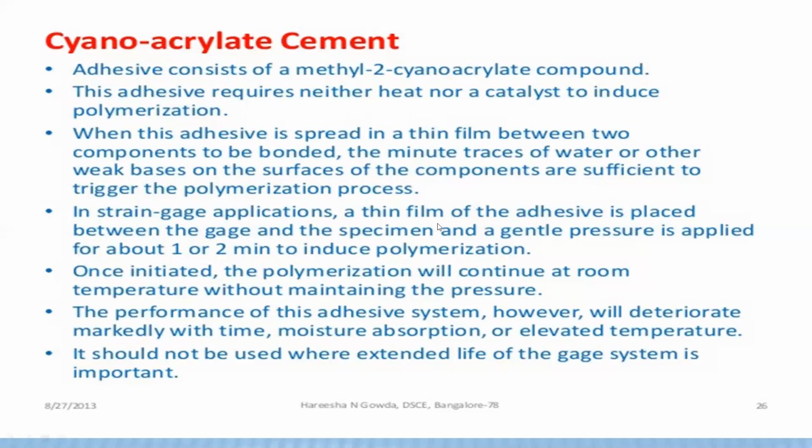So after this polymerization process occurs, the adhesive material is bonded with the strain gauge. It is used on surfaces with water or any weak bases on the surface of the specimens. We are using this type of adhesive material to bond the strain gauge.